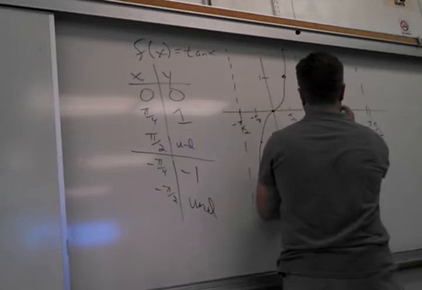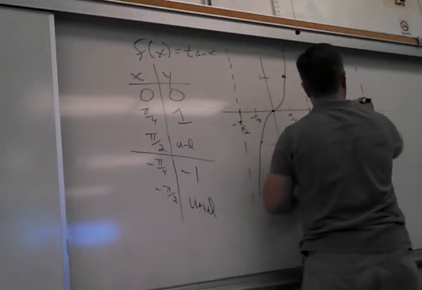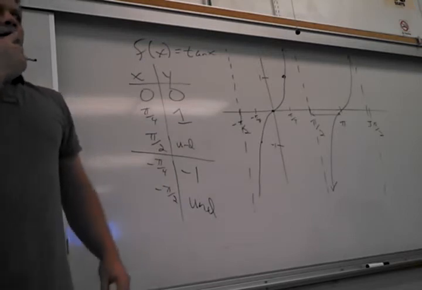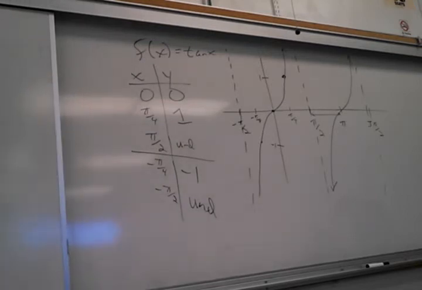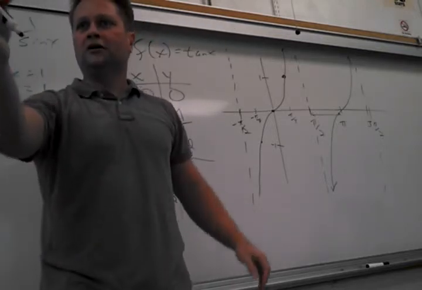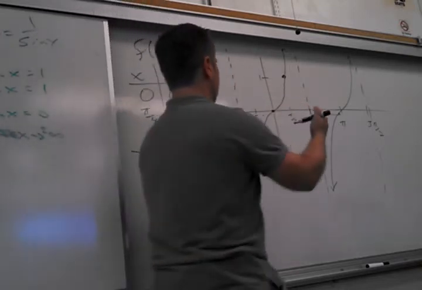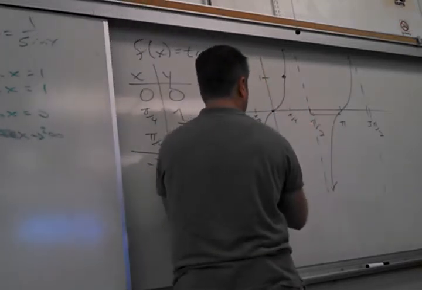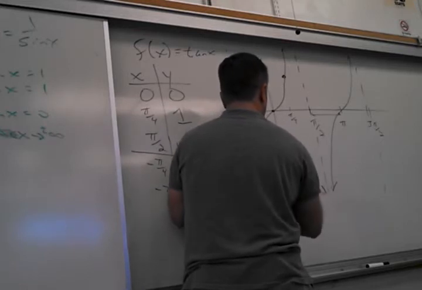Now, can somebody figure out for me what the period of tangent is? The period of sine was 2 pi because that's how long it took to go through all of its possible values. Tangent is going to continue this shape forever, right? So it'd just be 2 pi over 2, which is pi. From negative pi over 2 to pi over 2, it's pi across. So the period for tangent is pi.